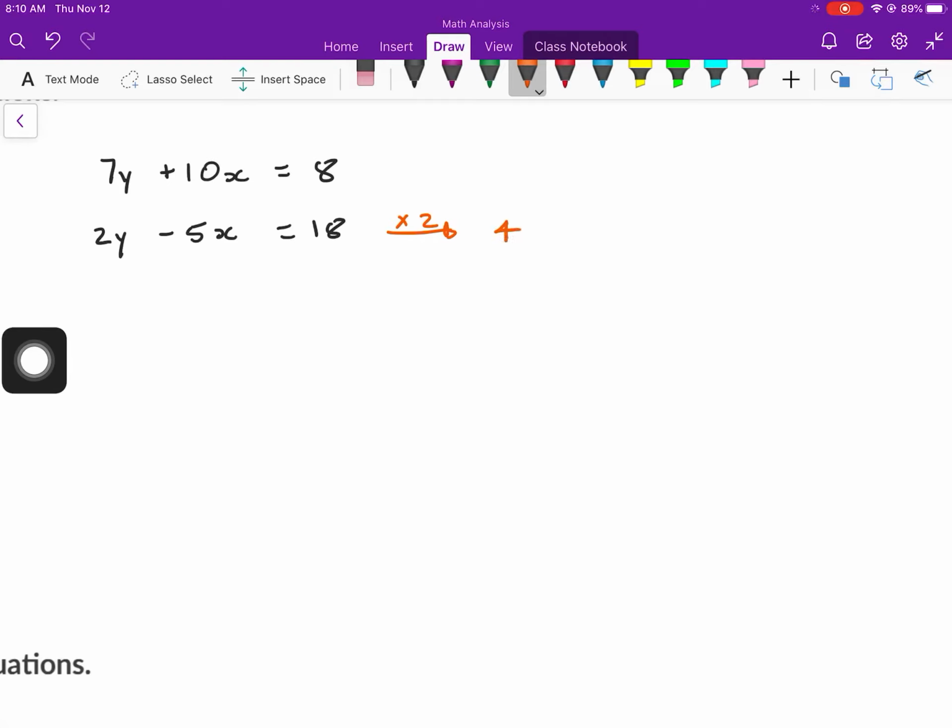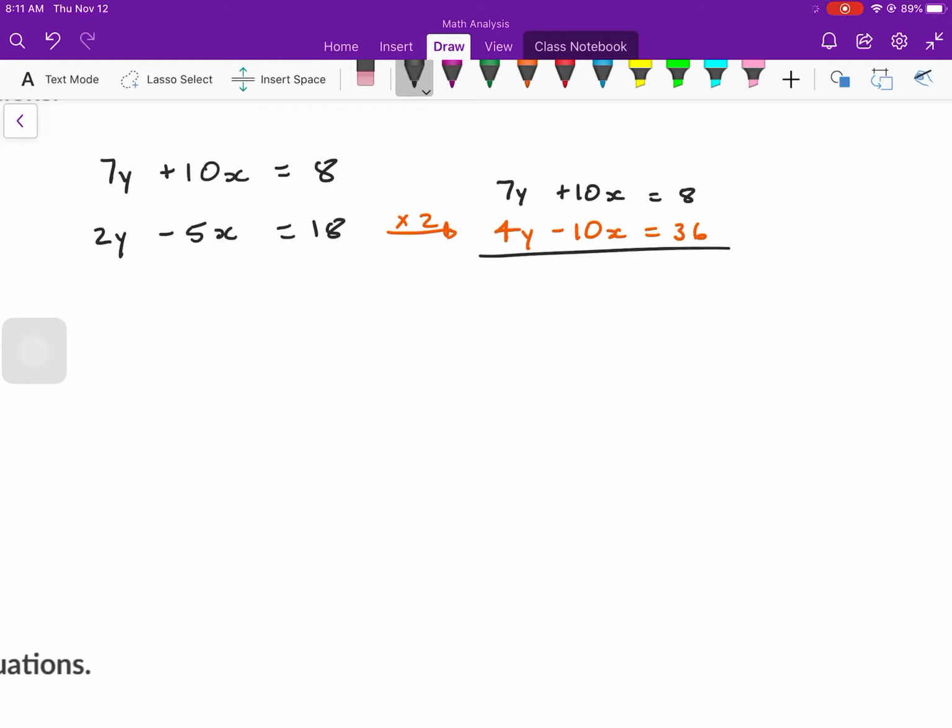So I'm going to get 4y minus 10x equals, don't forget the other side. This is typically where the mistake is made, is forgetting to multiply that by 2. And then we're going to add straight down. So 7y plus 4y is 11y. 10 minus 10 is 0. And then here we get 44 on this side. So let me move this 11y over. Divide by the 11. And y equals 4.